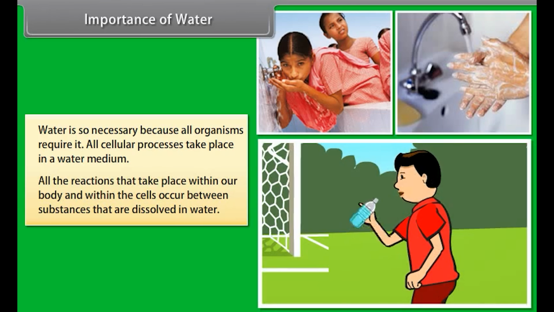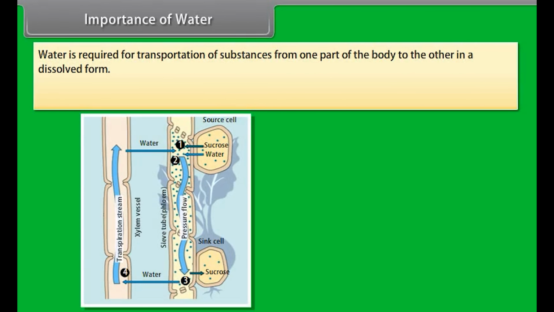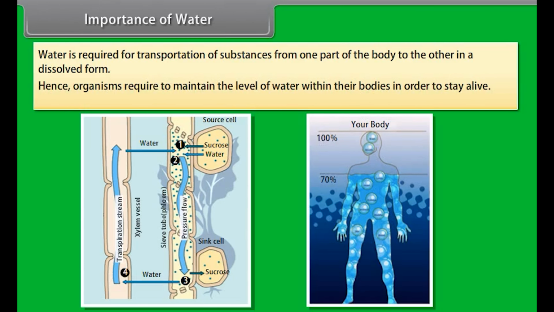All the reactions that take place within our body and within the cells occur between substances that are dissolved in water. Water is required for transportation of substances from one part of the body to the other in a dissolved form. Hence, organisms require to maintain the level of water within their bodies in order to stay alive.